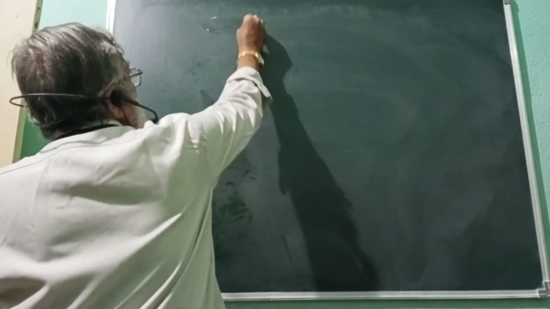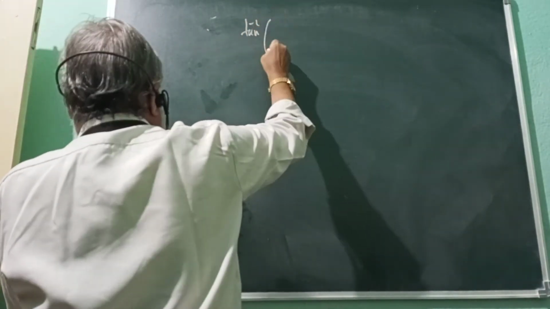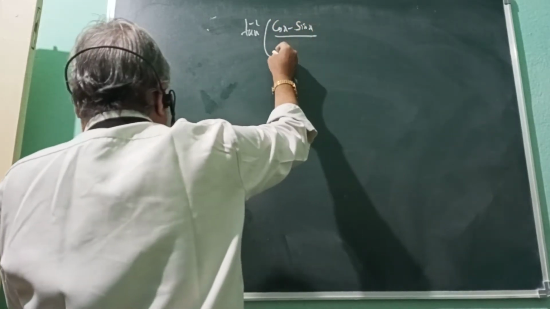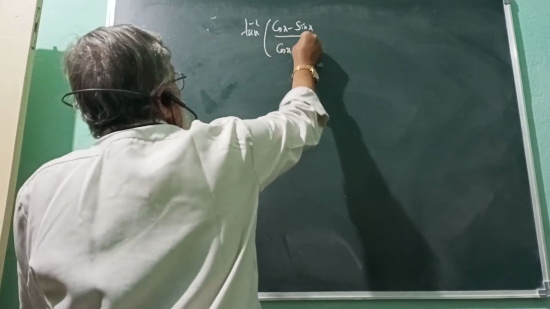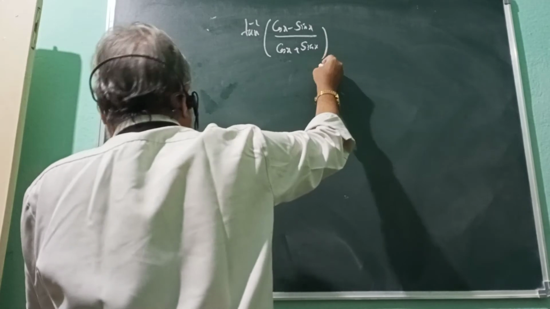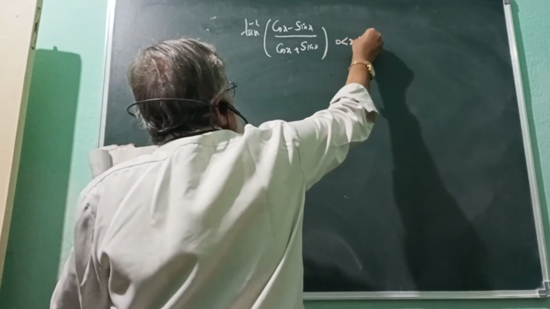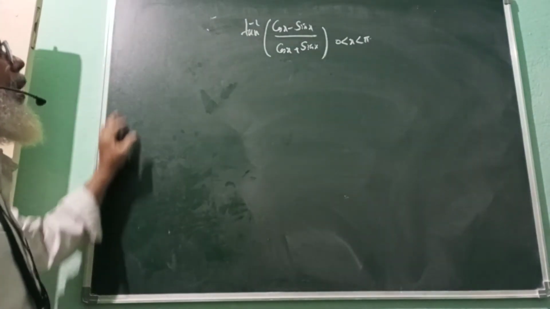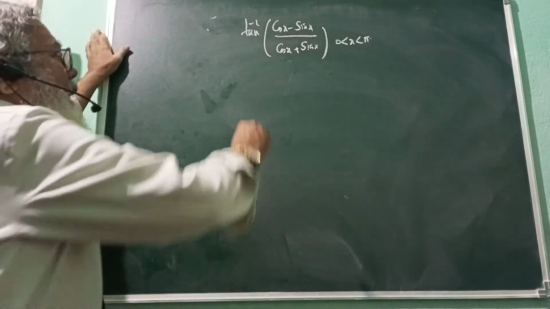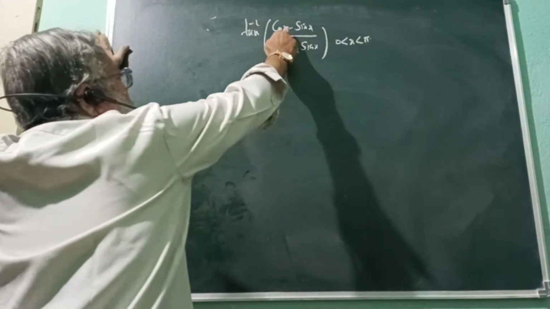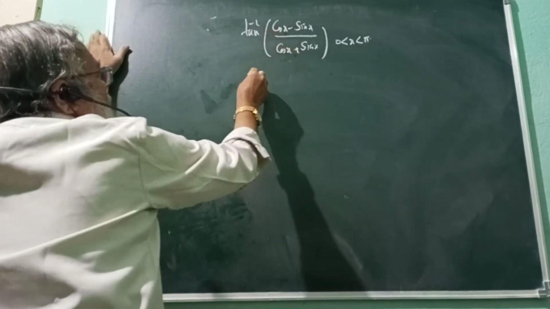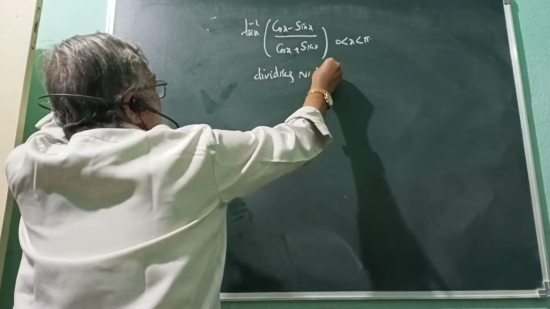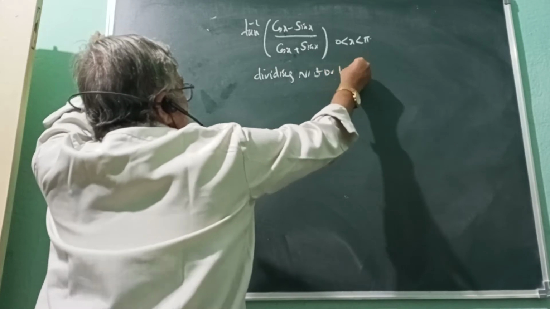Write the simplified form of tan inverse of (cos x minus sin x) divided by (cos x plus sin x), where 0 is less than x is less than pi. Earlier we got this type of problem while solving another problem. What we do is divide the numerator and denominator by cos x.